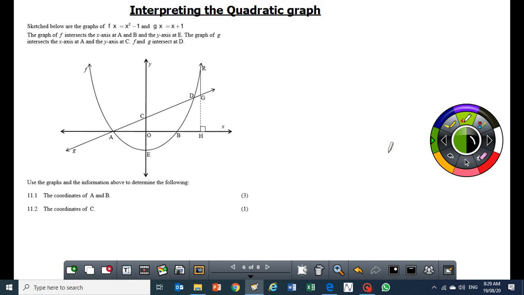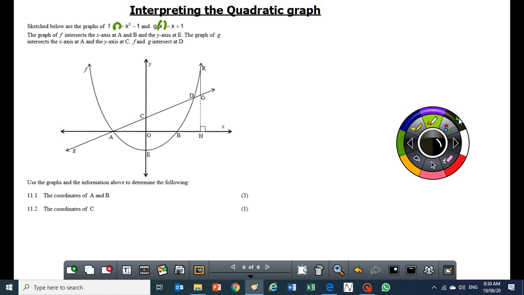So the first question says, use the graphs and the information above to determine the following. Right? This is f of x, by the way. Okay, that's f of x. And this is also g of x. Okay, and both of them, the f of x is y, g of x is also y.